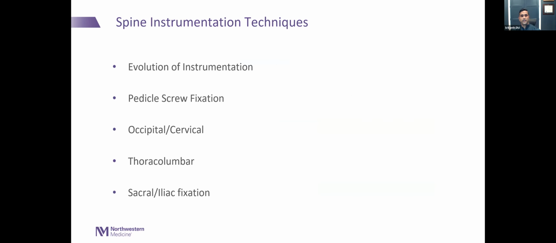We'll quickly talk about the evolution of instrumentation, and pedicle screw fixation, which is the workhorse approach for instrumentation. Then we'll march down the spine, starting with the occiput and cervical spine, which is pretty complex, then thoracolumbar, which is more routine for us, and then sacroiliac fixation, which we use in certain situations.